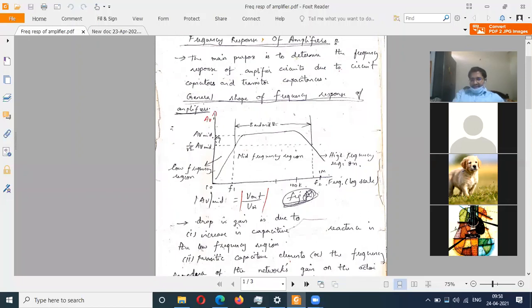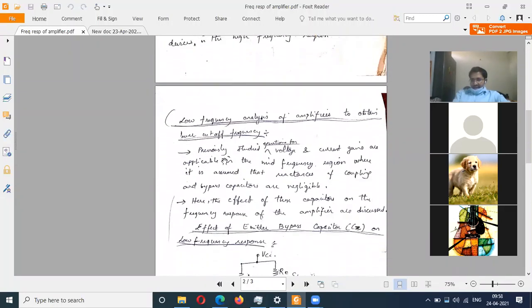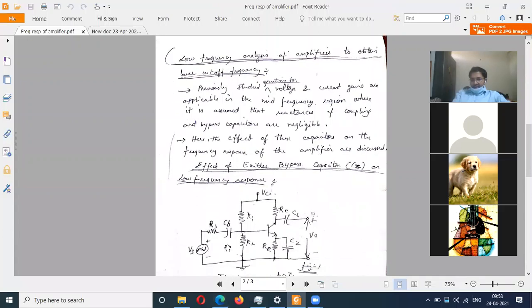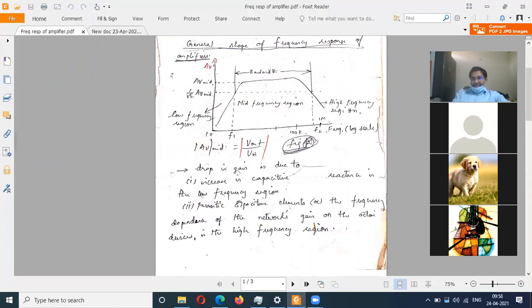In simple words, this particular response, where the gain is changing with frequency, right? Here, the gain is changing with frequency. This particular behavior is due to the capacitors in the circuit, right?